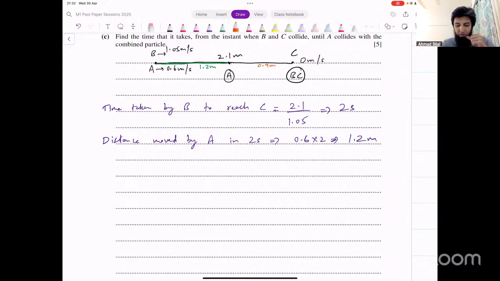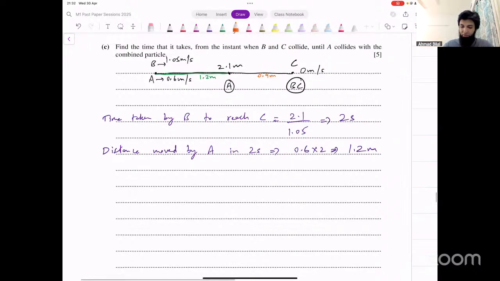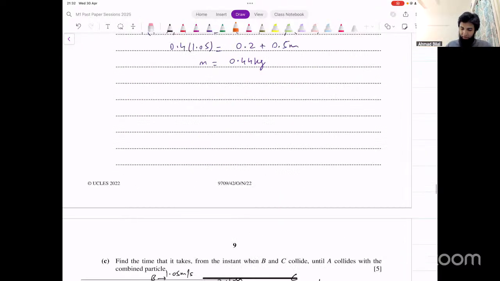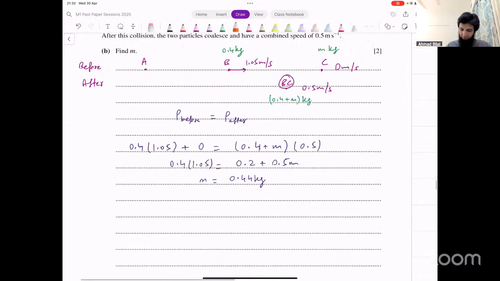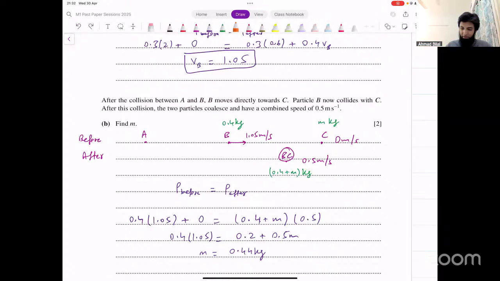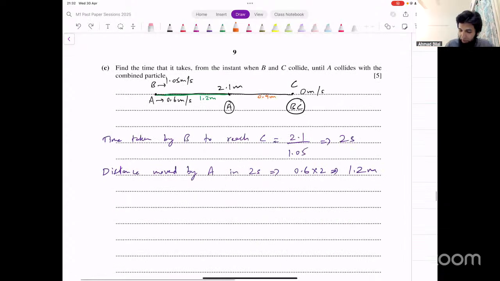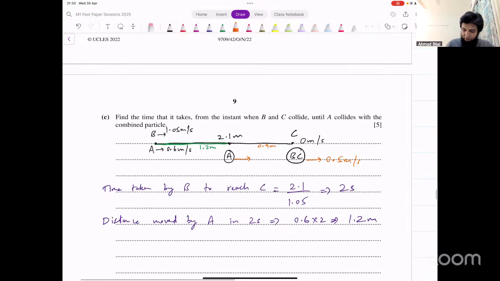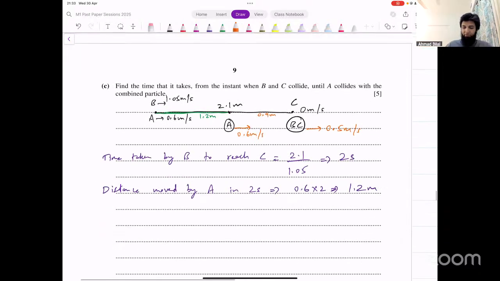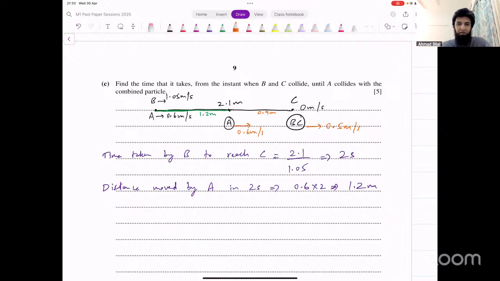Now, after B and C collide, that combined particle, at what speed is that moving? The combined particle is moving at 0.5 meters per second to the right. So now the combined particle is moving to the right at 0.5 meters per second. And A is moving to the right at what speed? It's still moving at 0.6 meters per second. These are the speeds at which both of these particles are moving. A is moving at 0.6 meters per second to the right, and BC is moving at 0.5 meters per second to the right.